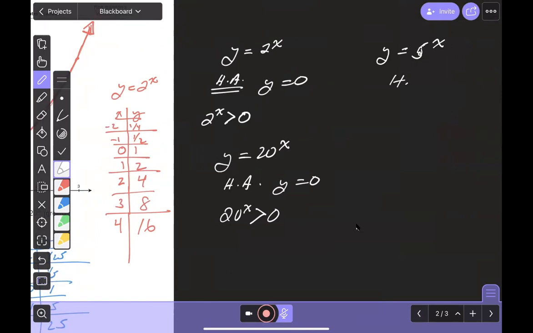You know what, let me get my eraser out because it really doesn't look like a 5. There's a horizontal asymptote. What is it? It's the same. It's y equals 0. All right. What do I know? I know 5 to the x is a positive number. All right. I know that. Pretty easy to do.